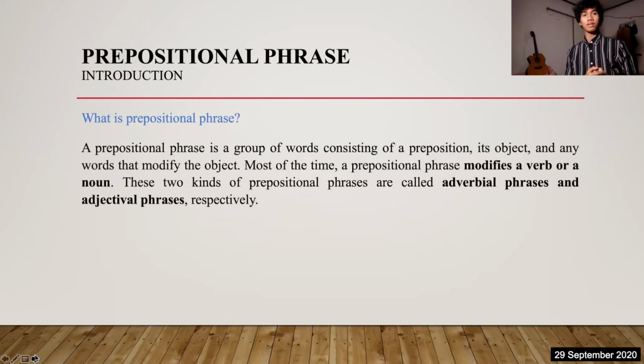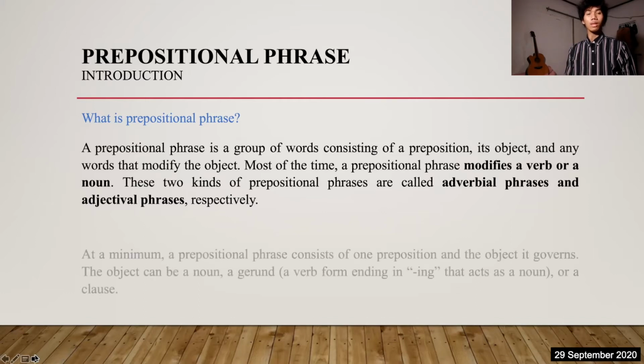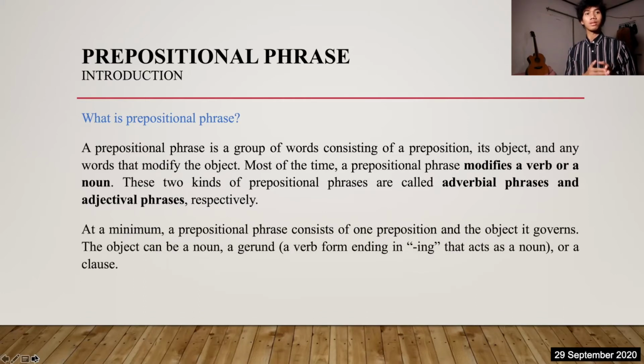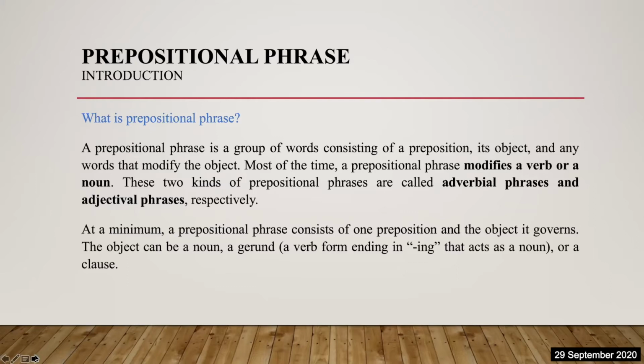What is prepositional phrase? A prepositional phrase is a group of words consisting of a preposition, its object, and any words that modify the object. Most of the time, a prepositional phrase modifies a verb or a noun. These two kinds of prepositional phrases are called adverbial phrases and adjectival phrases, respectively. At a minimum, a prepositional phrase consists of one preposition and the object it governs. The object can be a noun, a gerund, or a clause. A gerund is a verb form ending in ing that acts as a noun.